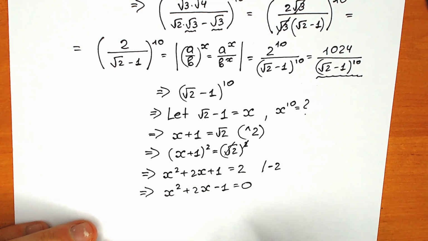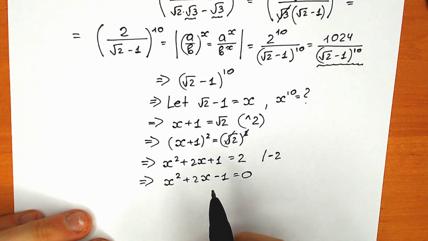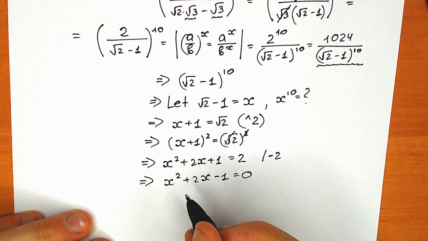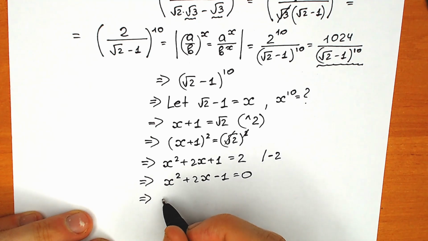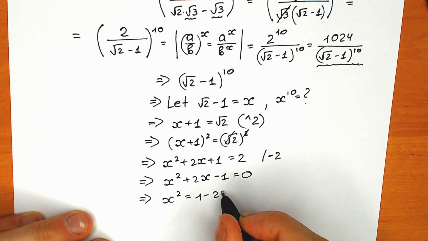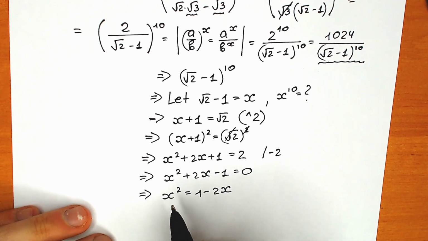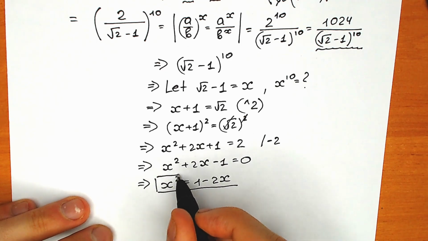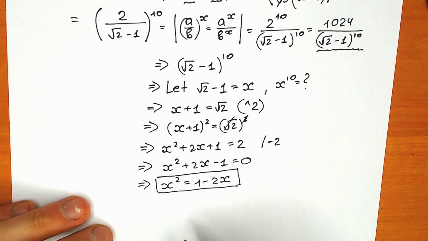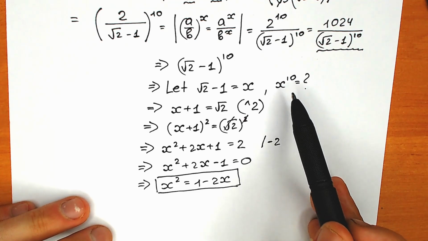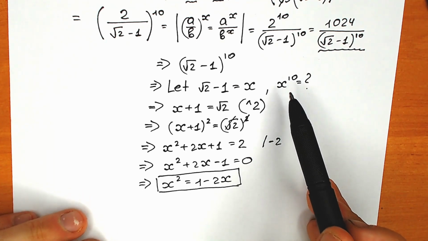Right now, we don't need to solve this quadratic equation. I'm going to show you a really interesting method how to reduce a power, how to express a second power through the first one. So I'm going to leave x squared on the left side equal to 1 minus 2x. I'm not going to solve it. This expression will help us a lot because it helps us to reduce a power. So this is our x squared through the first power. And don't forget that we need to find x to the power 10.